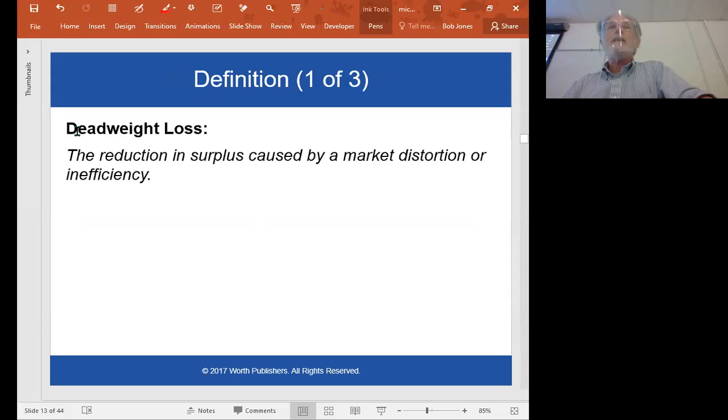Deadweight loss, we've talked about that before. That's the inefficiency that is caused by some type of market distortion. We said that with a tax or with a subsidy, it creates a deadweight loss. Here we're seeing that with price controls, also, it will produce the same kind of problem. And the reason is because people are making decisions based on the wrong information. They're looking at the prices, but the prices are not sending the right message. And how do we fix that? We let the price go to the equilibrium level.